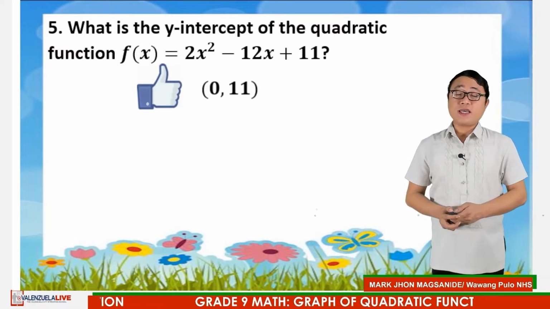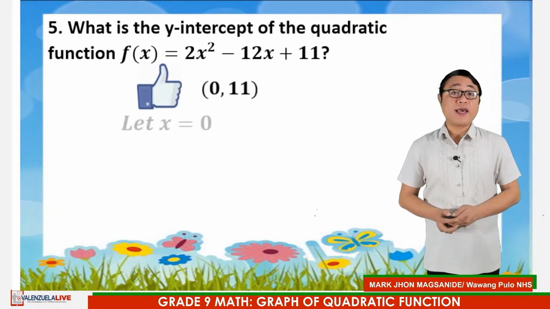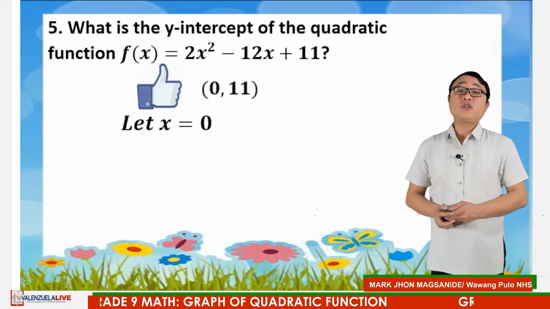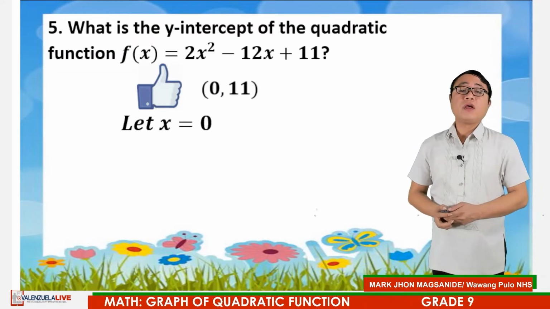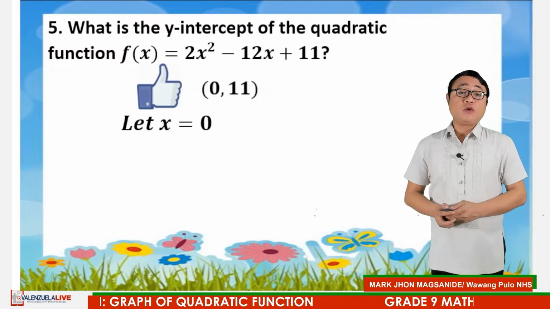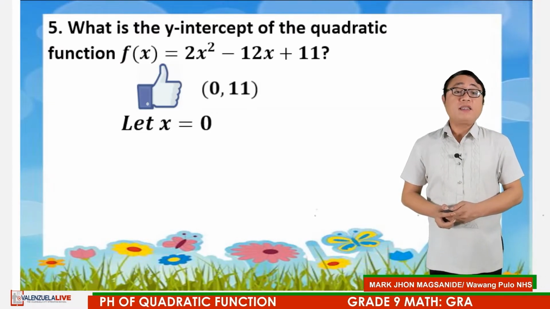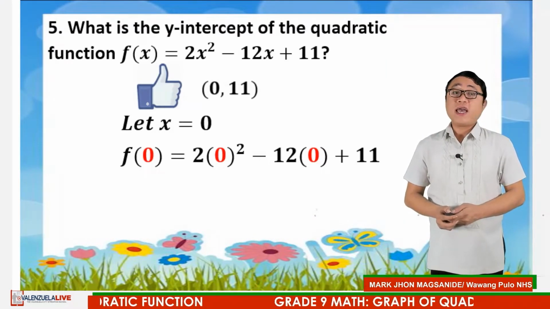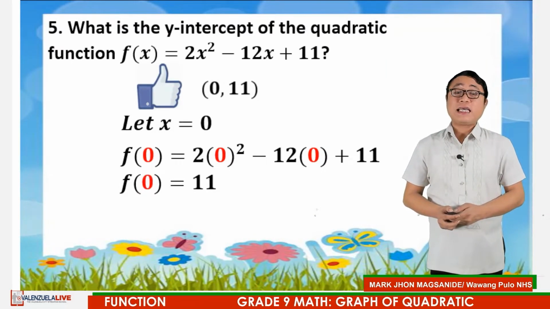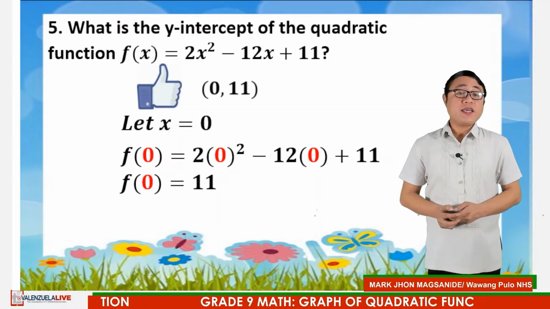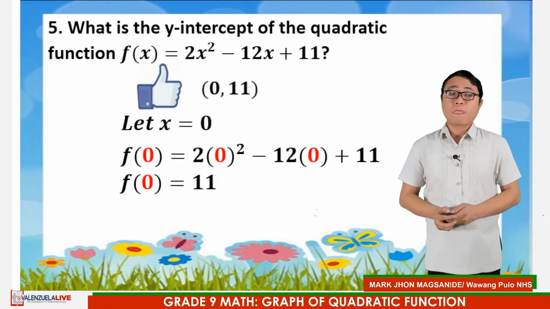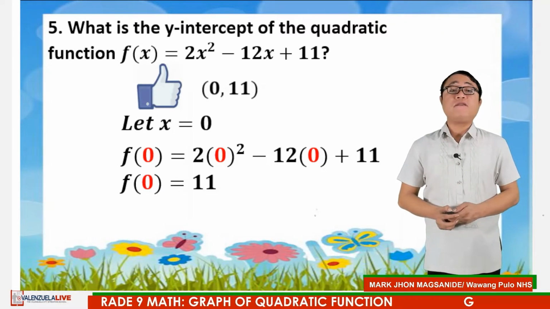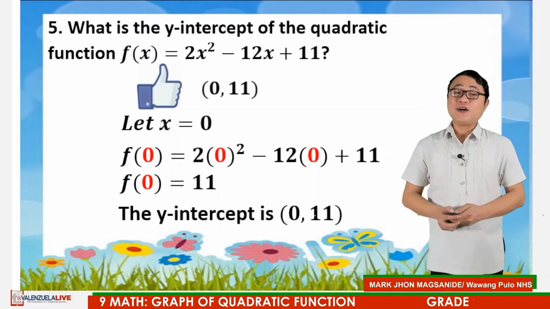To get the y-intercept, we have to let x be equal to 0. I'm sorry, it's (0, 11). Find the value of the given function where x is equal to 0, and that is 11. Since the y-intercept is a point where the parabola crosses the y-axis, it is given by (0, 11).